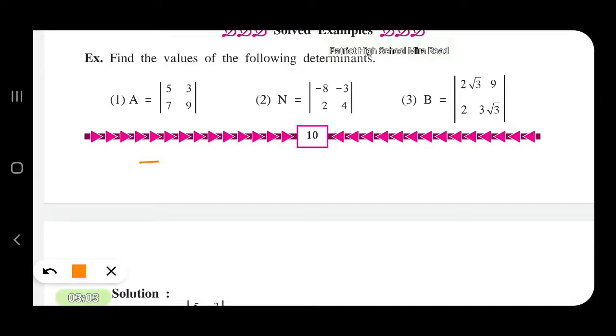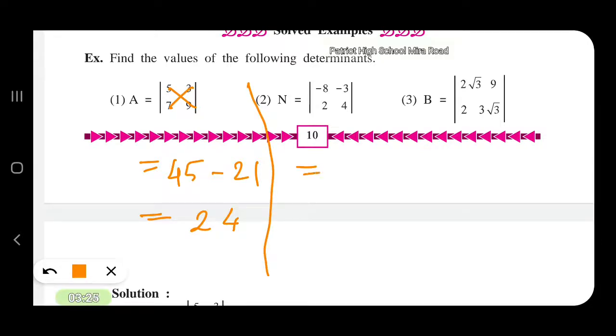A is equal to this determinant. So we will cross multiply and write the values. 5 9s are 45, minus 7 3s are 21. So the value of this determinant is 24.